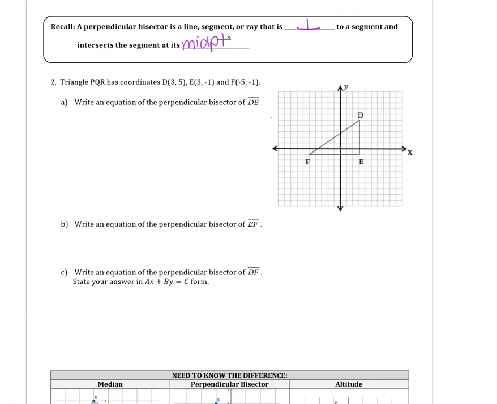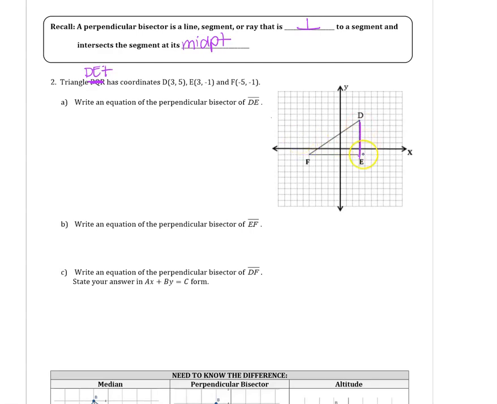Okay, so triangle PQR has the coordinates, oh my god, PQR, so silly. DEF, it looks like, has the coordinates 3, 5, 3, -1, and -5, -1. Write the equation of perpendicular bisector DE. Okay, so the perpendicular bisector of DE means we're going to find the midpoint of this segment and then go perpendicular to it.